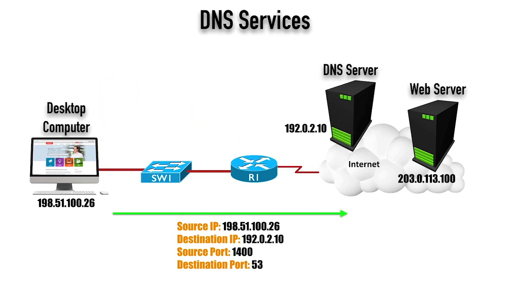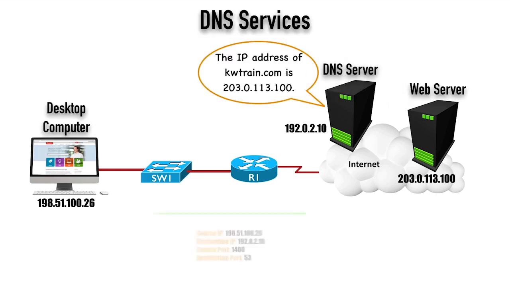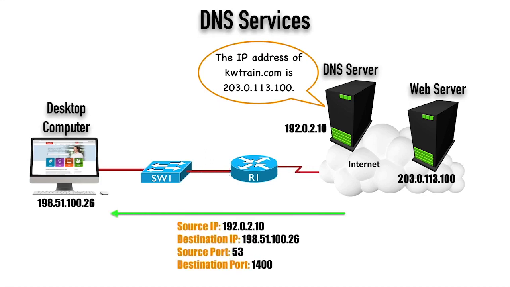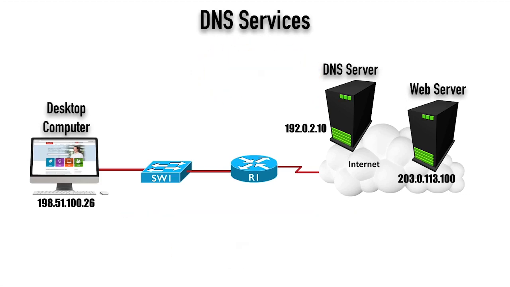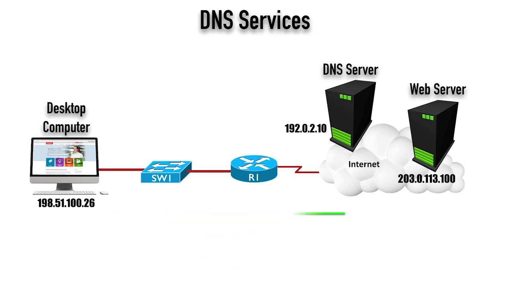By the way, the well-known port for DNS is port 53, and this DNS server sees this request, and maybe it knows locally the IP address of this website, or maybe it forwards the request to another DNS server, but somewhere there's a DNS server that knows the IP address of kwtrain.com, and it responds and says to the desktop computer, the IP address that you're trying to reach is 203.0.113.100. Now, the desktop computer knows the IP address corresponding to kwtrain.com. It can send an HTTP packet directly to that destination IP address. The web server receives it, and the web server is going to respond.